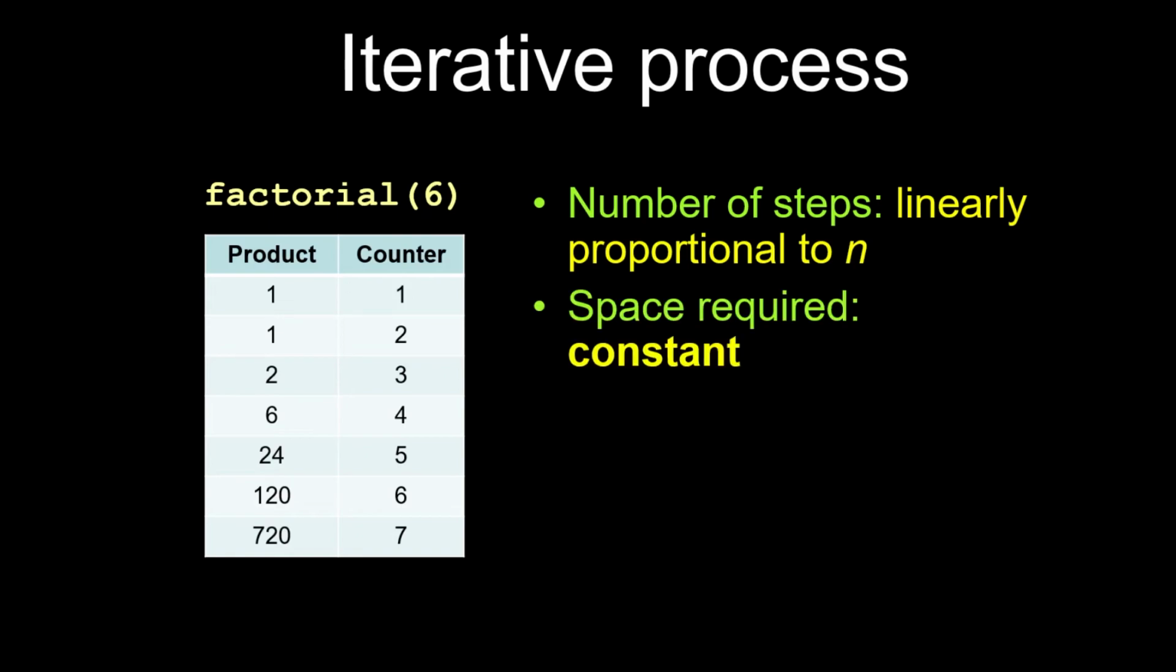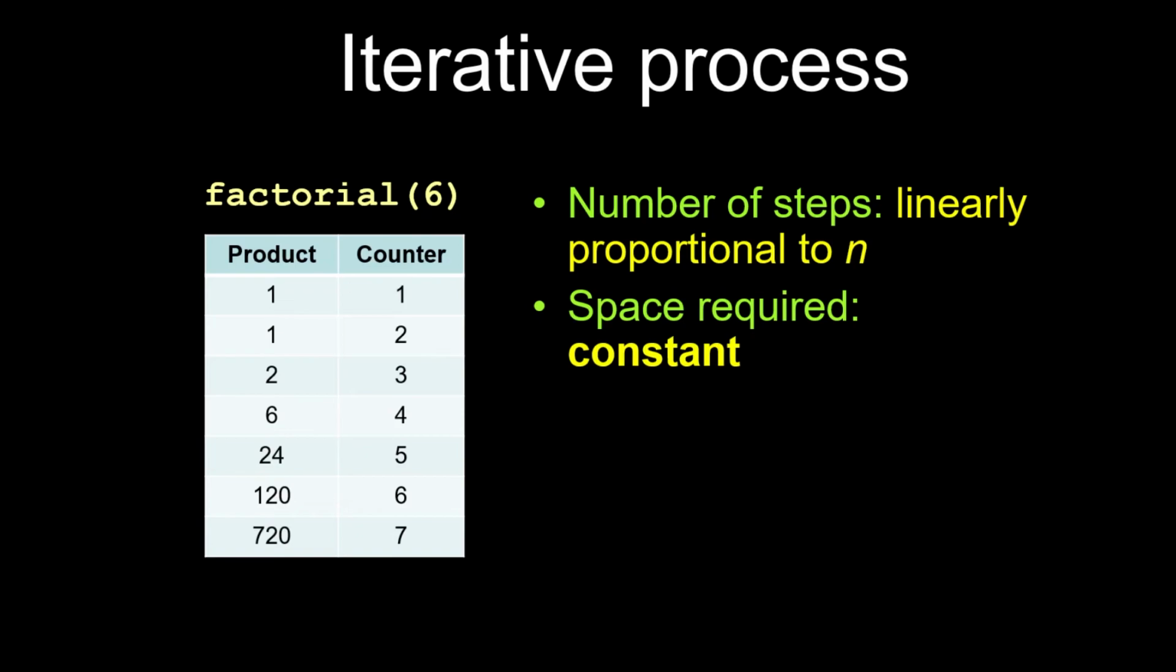Okay, space required is constant. What does it mean? Space requirement looks at how much data is stored, how many variables you are storing. Are you creating extra variables as you go on, or are you creating extra data as you go on? But in this case here, it's a constant. Why do I say that?